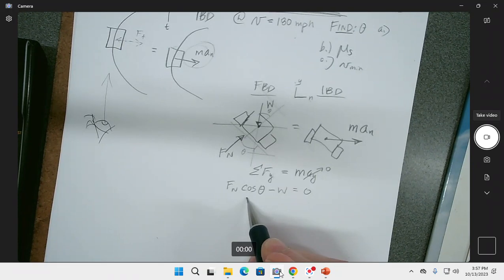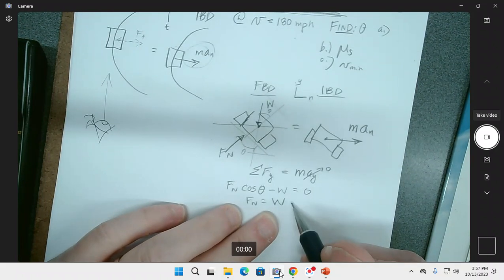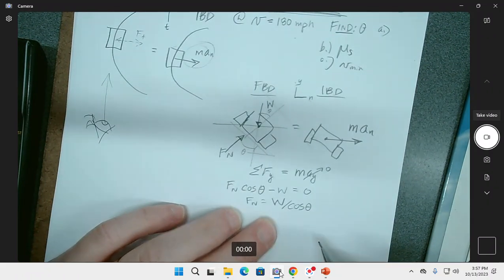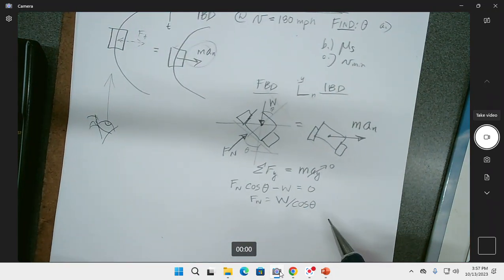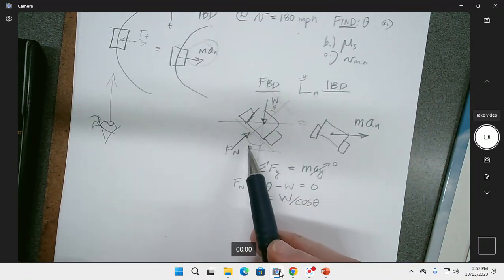Yeah, I got it, okay. Fn is equal to the weight, which they didn't give to us, that's fine. It's okay they didn't give us the weight. Divided by the cosine, in the y direction.